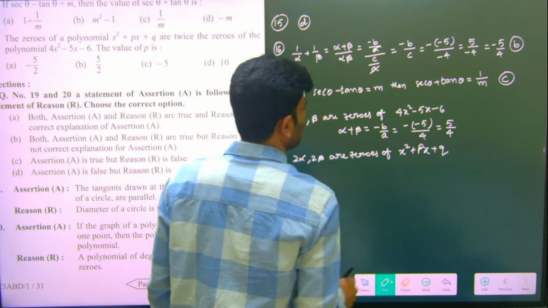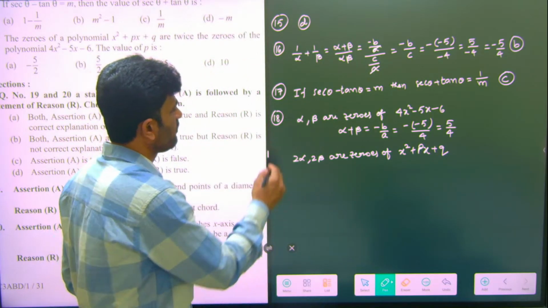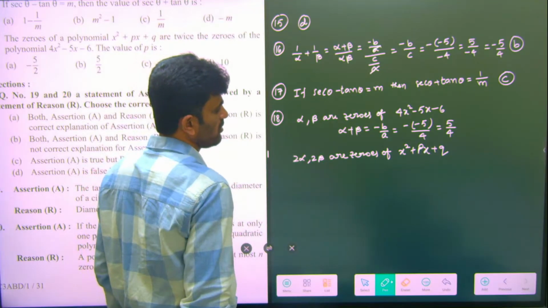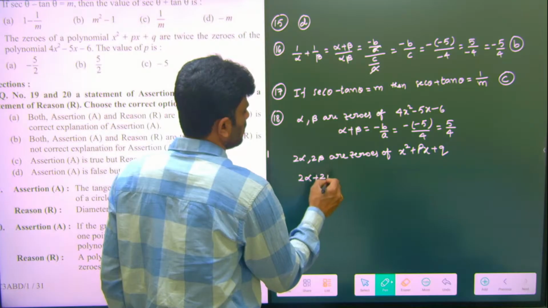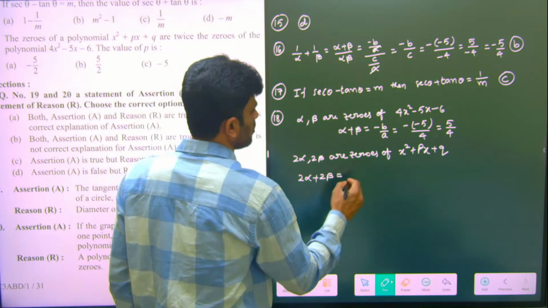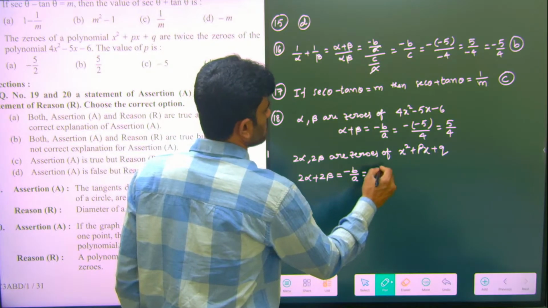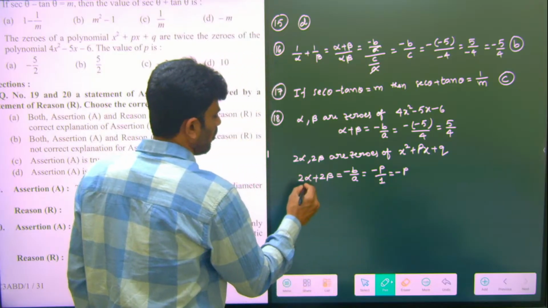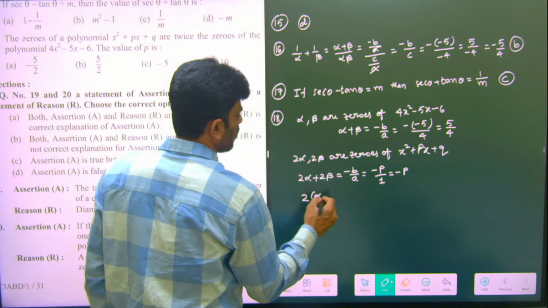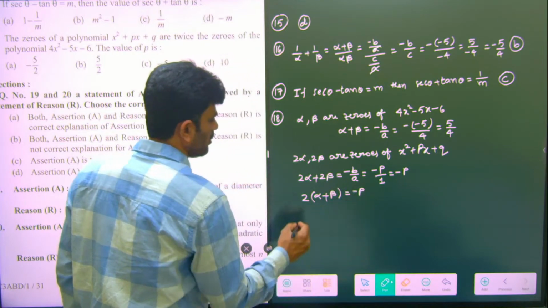Why? Because they said zeros of this polynomial are twice the zeros of this polynomial. So if these are alpha beta, here zeros will be 2 alpha 2 beta. Now 2 alpha plus 2 beta, you find again sum of zeros. Again here also minus b by a formula. Now minus b by 1, so this is going to be minus b. What is 2 alpha plus 2 beta? 2 you can take common. 2 into alpha plus beta is equal to minus b.